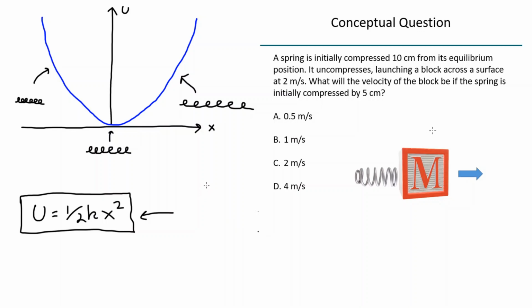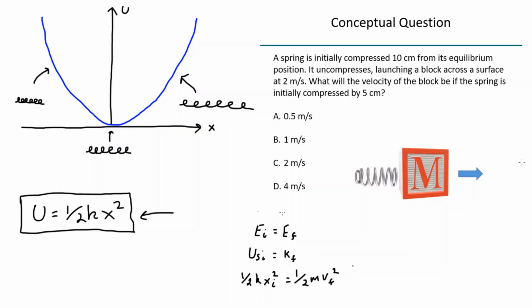So to answer this question, let's think about conservation of energy. Initially, we have some energy, E initial. This has to equal our final energy, E final. Well, E initial, when we compress the spring, what we have is spring potential energy. After the spring uncompresses, the spring loses its potential energy and turns that into kinetic energy, K final. So we can say 1/2 k x initial squared equals 1/2 m v final squared.